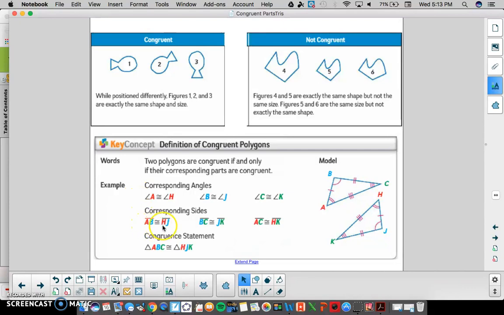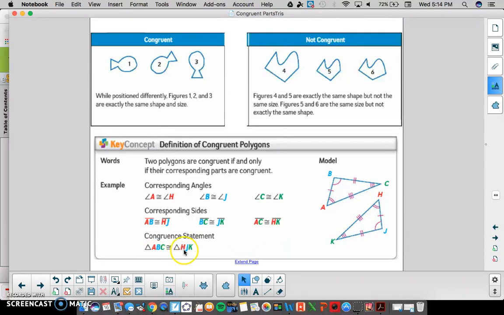AB is congruent to segment HJ. BC and JK are congruent, and AC and HK are congruent segments. We have all of our corresponding segments are congruent as well. So all of our sets of sides, all of our sets of angles are congruent. So we could write the congruence statement that triangle ABC is congruent to triangle HJK.